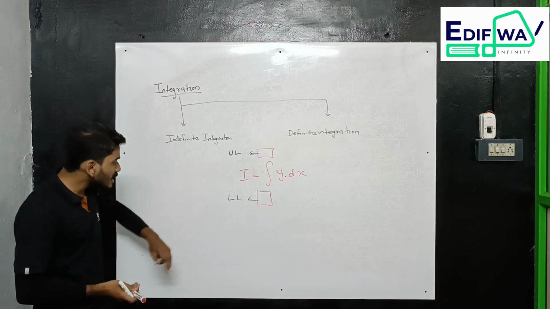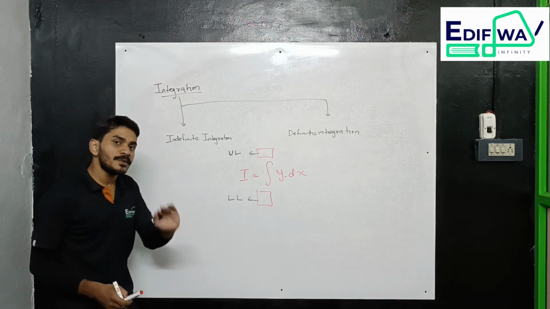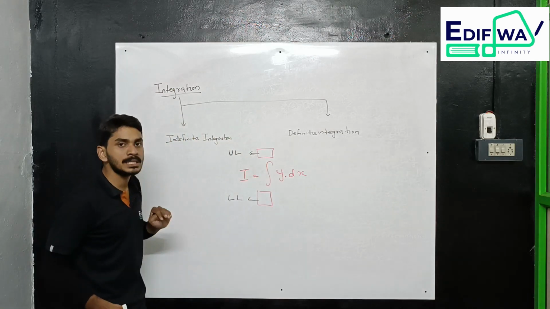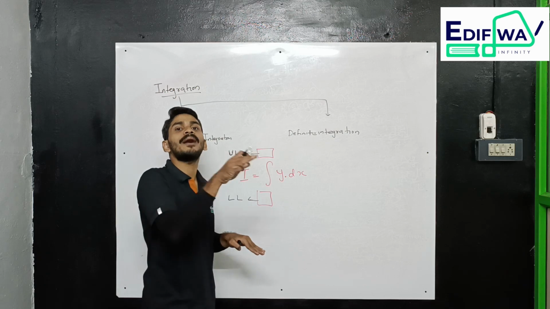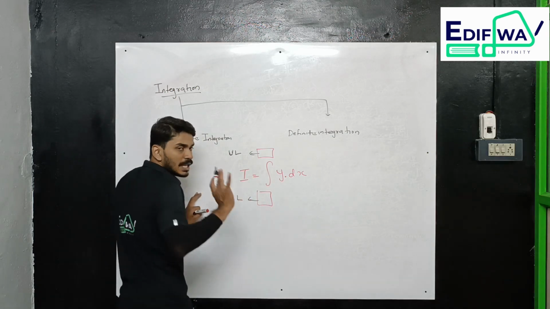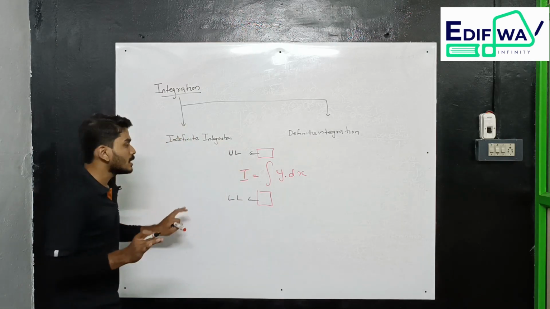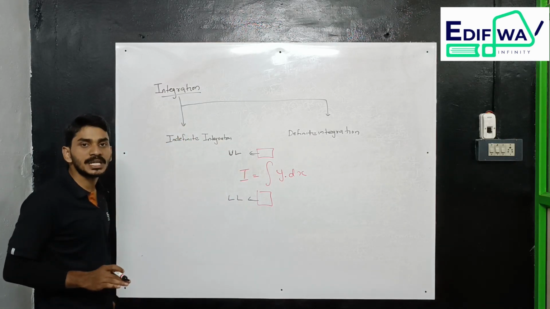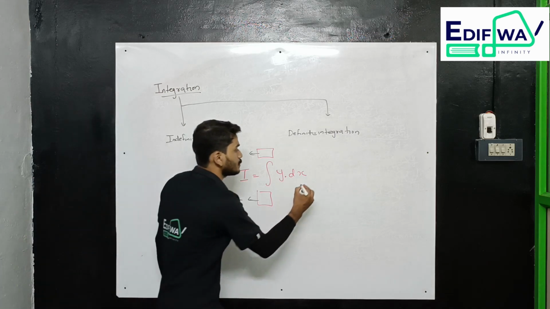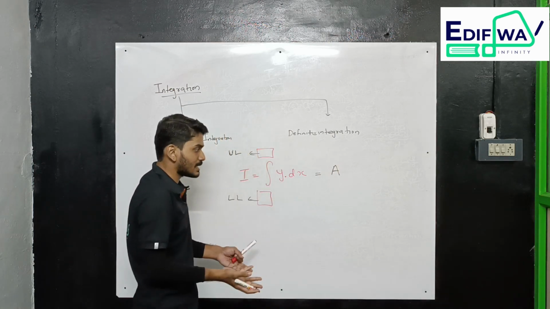What is meant by lower limit and upper limit? Lower limit means from which value you should start integration. Upper limit means up to which value you have to integrate. Now, if I do not specify the lower limit and the upper limit, then it is called indefinite integration.